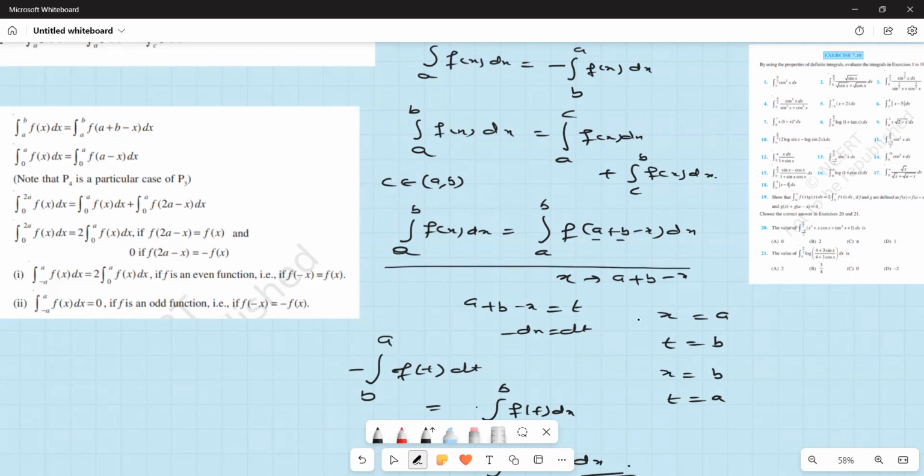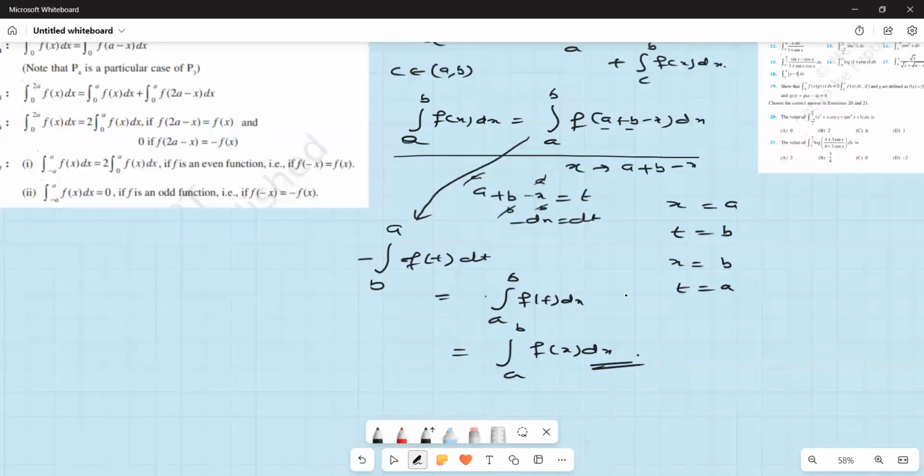Then what have we taken? a plus b minus x is equal to t. So minus dx, this is the substitution method. Minus dx is equal to dt. So when x is equal to a, a and a will get cancelled, so t is equal to b. And when x is equal to b, this b and b will get cancelled, so t is equal to a. So I can write this limit as minus the integral from b to a of f(t) dt. Minus is used to interchange the limit. So it has become the integral from a to b of f(t) dt, and then the parameter variable is changed. Clear?